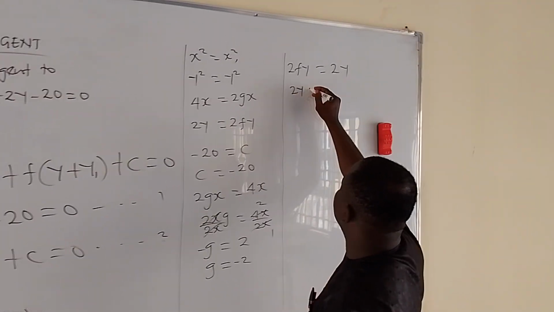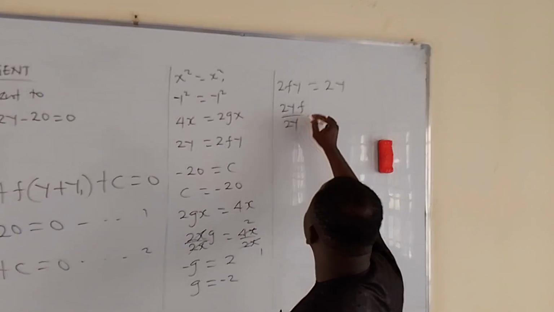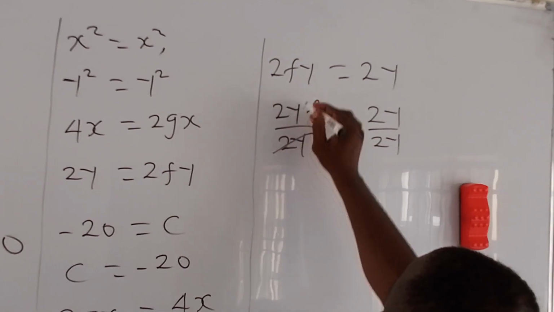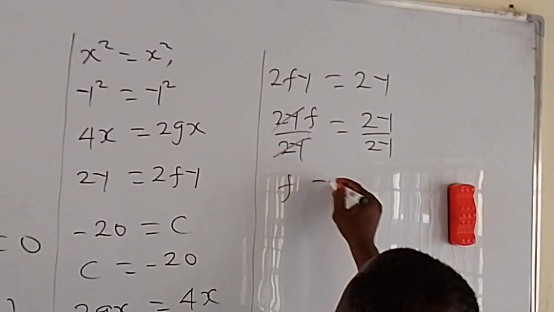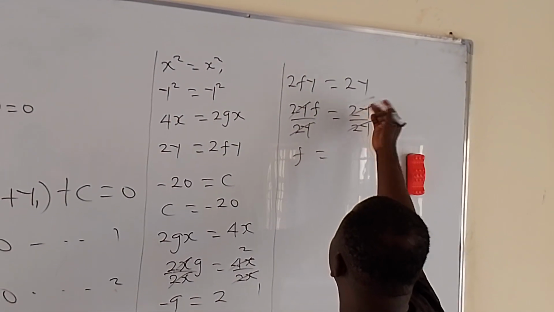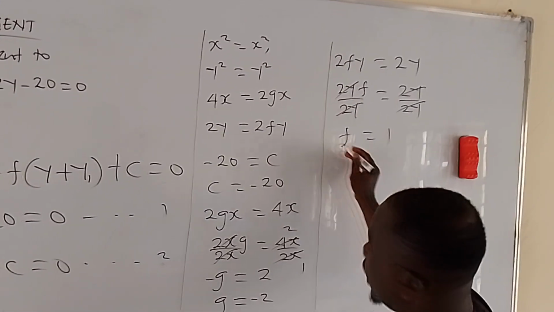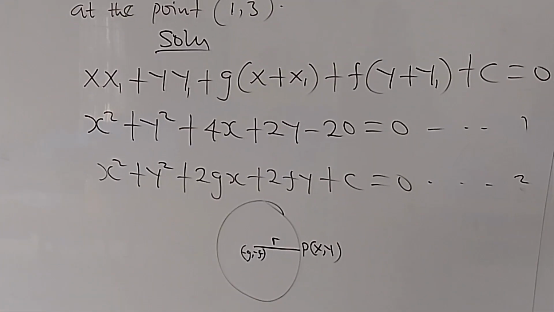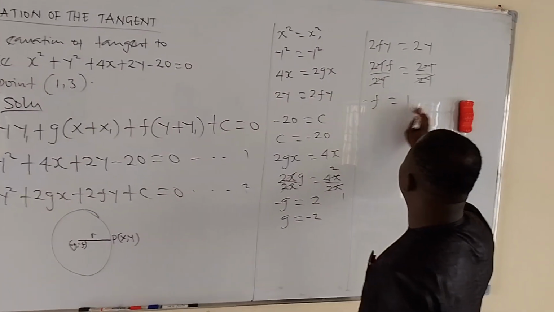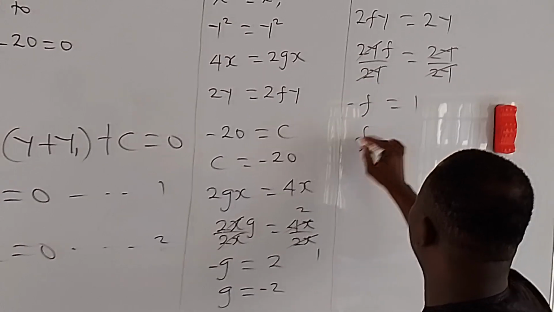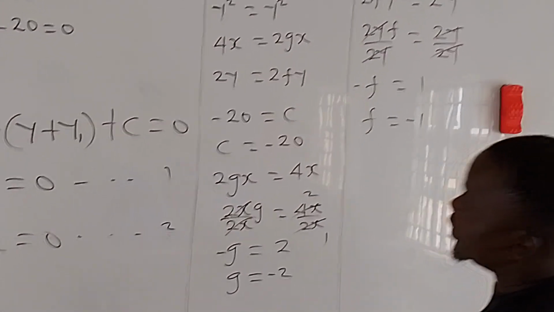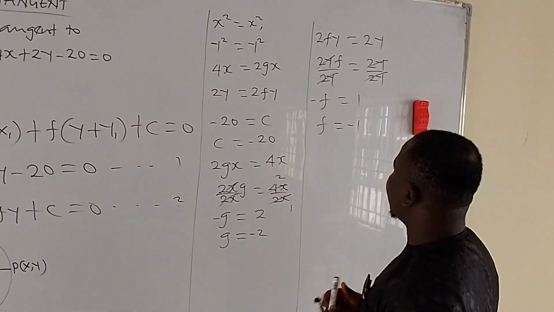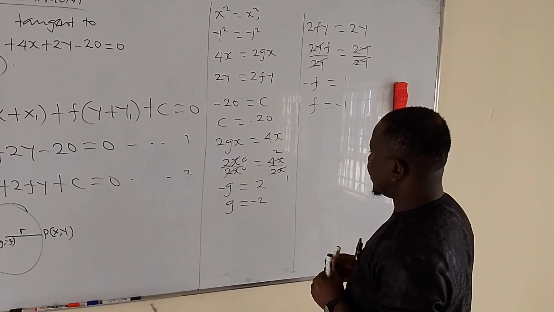If we divide through by 2y, we get 2y all over 2y, and this and this will go. So our f is equal to this over this, which is 1. But note that I told you that the center f is always negative, so minus f, using the minus to multiply 2, we are going to have minus 1. So this is how to obtain our g, f, and c.